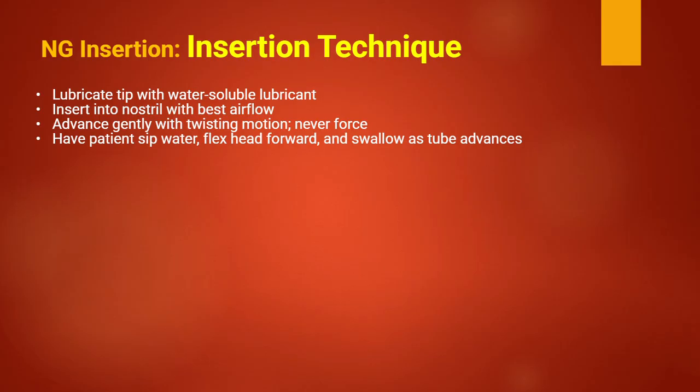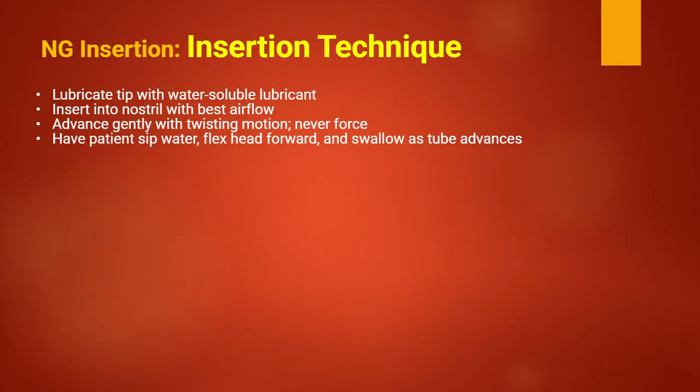When inserting a nasogastric tube, always lubricate the tip with a water-soluble lubricant. Oil-based lubricants should never be used because they increase the risk of aspiration if the patient accidentally inhales the substance into the lungs. Choose the nostril with the best airflow, as this will make passage easier and reduce trauma. Insert the tube slowly using a gentle twisting motion. Never force the tube. If you meet strong resistance, withdraw slightly and attempt again in the other nostril. Forcing the tube risks causing tissue damage or bleeding.